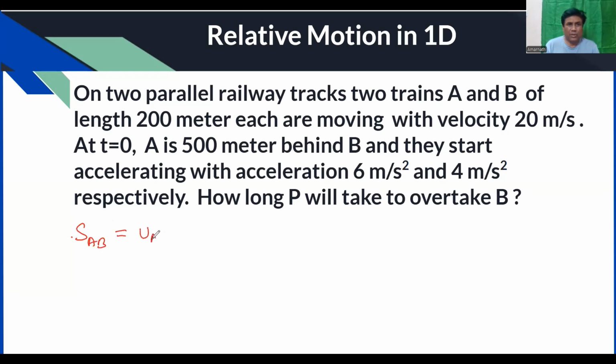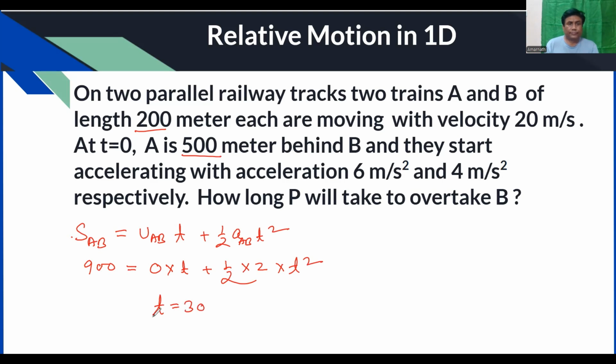It is equal to what? UAB into T. Okay, it will take hardly 2 minutes, okay? Plus half into relative acceleration into T square. So displacement will be what? Displacement will be 200, 500, again 200, okay? 900. And this part will be 0 because they are moving at the same initial velocity only, okay? Acceleration 6 minus 4, it is 2 only. T square. So ultimately T will be 30.